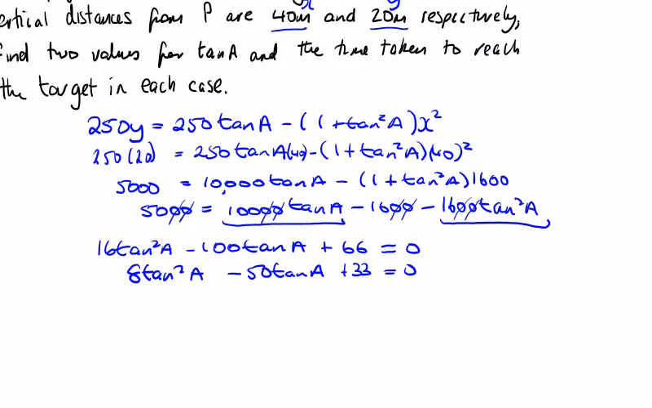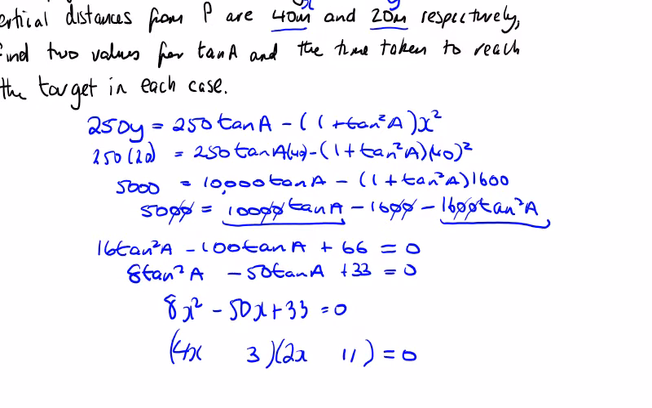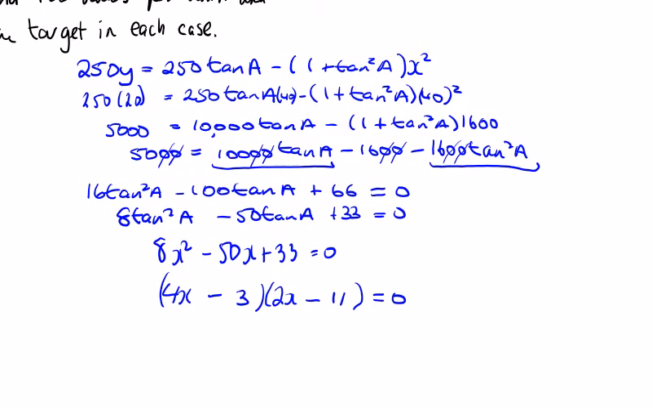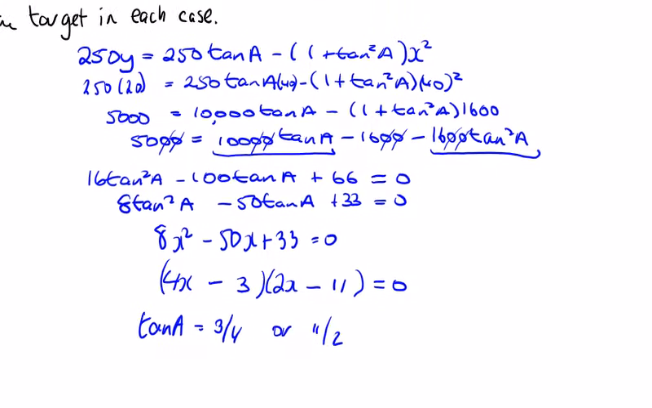So what have we got here? It looks like 8 by 1 or 4 by 2. If you want to change it to x, you can. 8x squared minus 50x plus 33 equals 0. Some people prefer this. I'm going to try the 4x by the 2x first. If that doesn't work, I can go to my 8x by x. 11 and 3 has to be 11 and 3 here, doesn't it? Yeah, 44 and 6. 11 and 3 will give me the minus 50. So tan A is equal to 3 over 4, or 11 over 2.